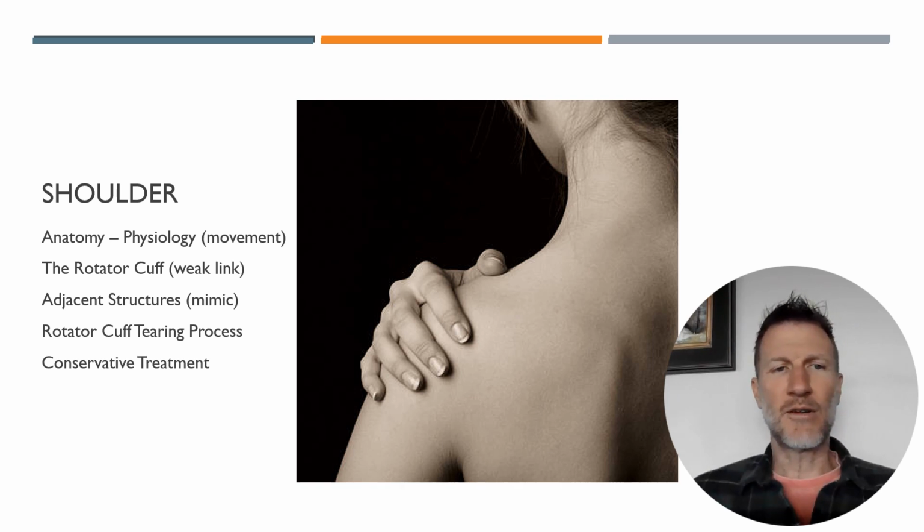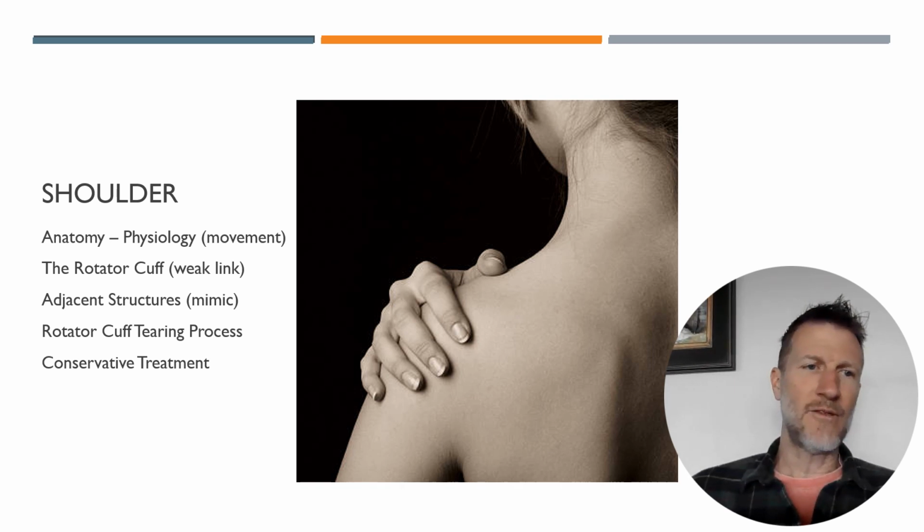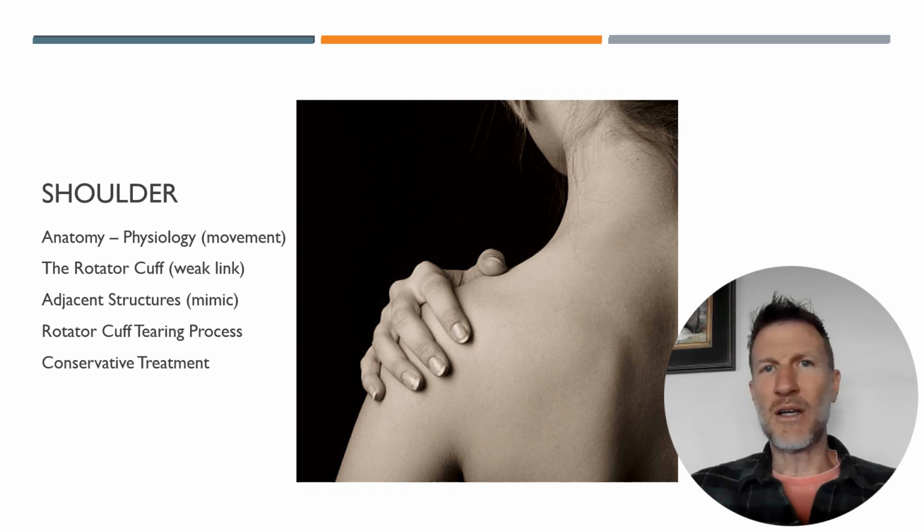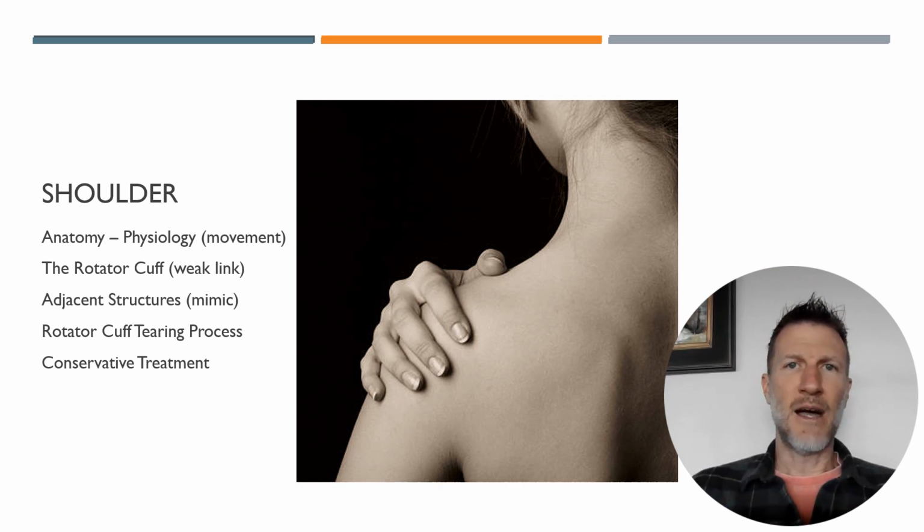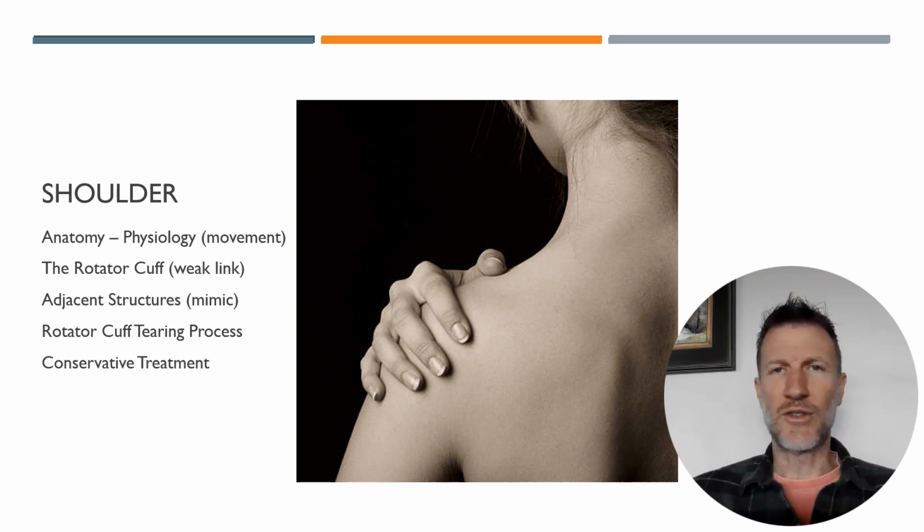Then we'll talk about the rotator cuff, which is the weakest link of the shoulder. There's a lot of other muscles in the area that support the rotator cuff. And so when you do have an injury to the rotator cuff, those supporting muscles are overworked and cause more pain. Then, of course, there's the process of tearing of the rotator cuff. We're going to go through conservative treatment. I will briefly go over treatments that I provide, both surgical and non-surgical, that can be helpful for this.